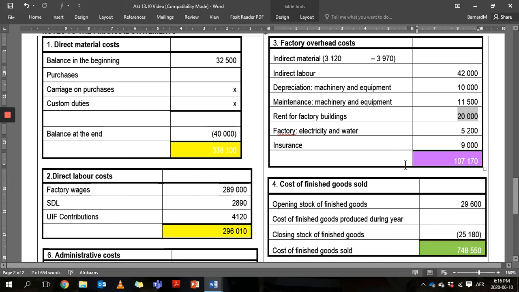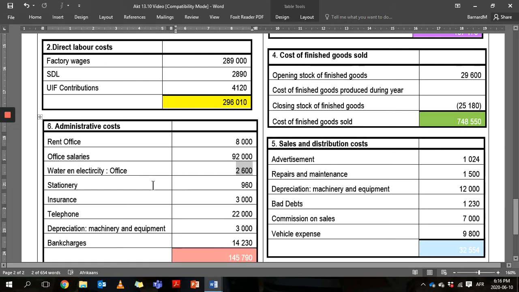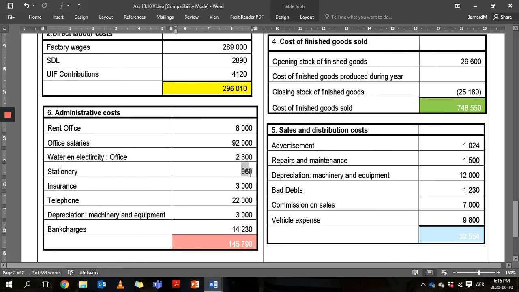Then we have rates and taxes, water and electricity for the factory, that will obviously also come here. And then for the office, it will go to admin, 2,600, and the stationery is also for the office. That is actually on its own, it's a misprint there in your textbook. So the 960 goes here as stationery, 960.